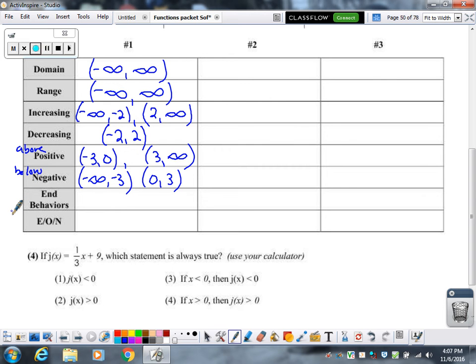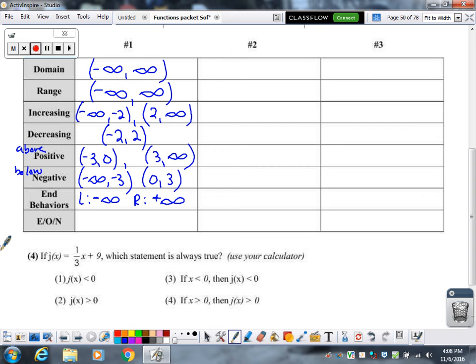End behaviors: on the left, they're approaching negative infinity. And on the right, your y values are increasing and getting higher, and they are approaching positive infinity. Make sure that we're using the positive and negative signs to indicate if it's approaching negative infinity or positive infinity.